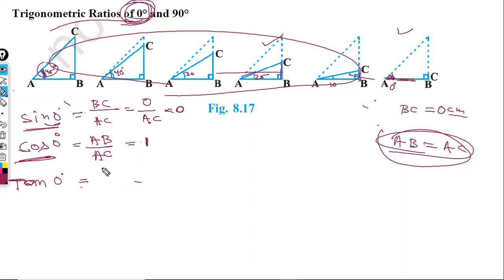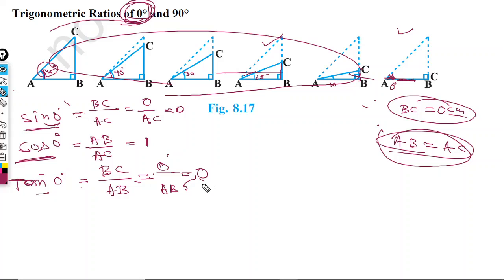Okay, so we'll write BC by AB, which must be equal to BC. What is the length of BC? You look at it. BC is 0. So 0 by AB. 0 by anything is equal to 0. Okay, so tan 0 is equal to 0.